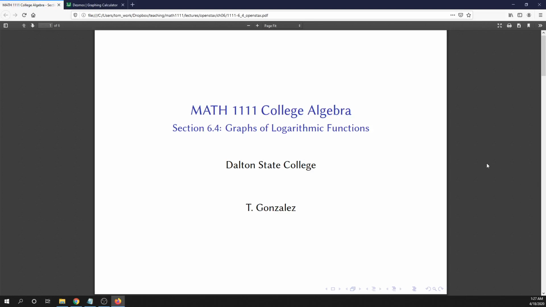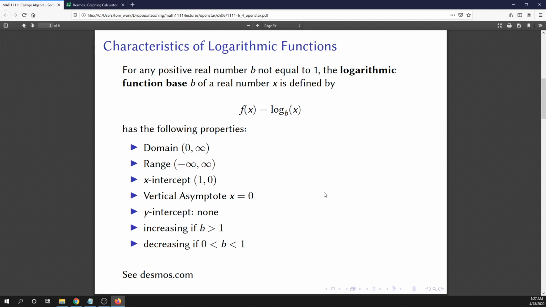All right, in this video, we are going to talk about the graphs of the logarithmic function. First, if you haven't watched any of the previous videos where we talked about how to work with logarithmic expressions, you need to go watch those videos.